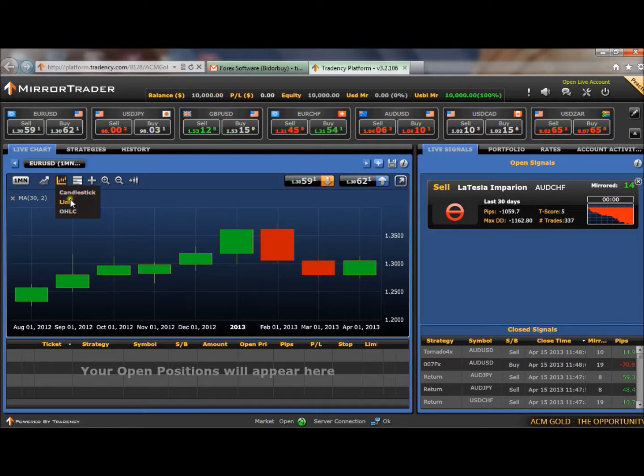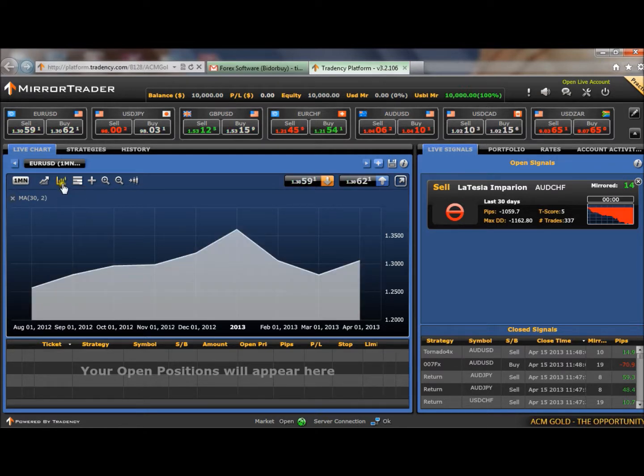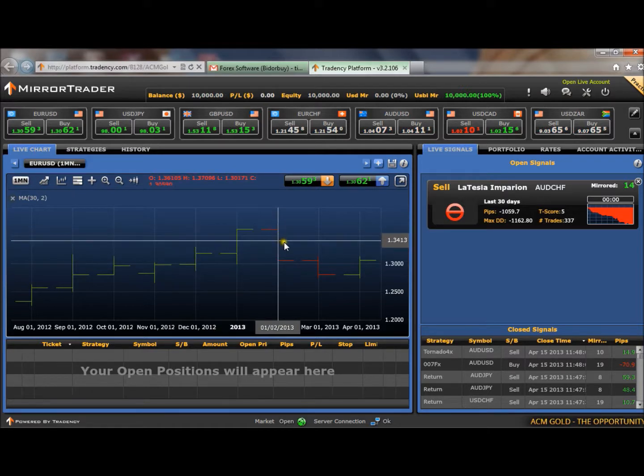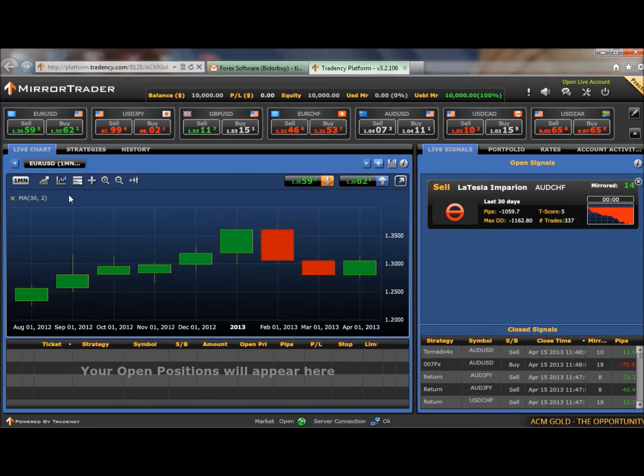Candlestick is the one we're looking at. You get a line chart or line graph. It looks like that, and then you get your bar chart, which is similar to candles, but it just shows bars. Right, let's change this back to candlestick, which is the most commonly used.